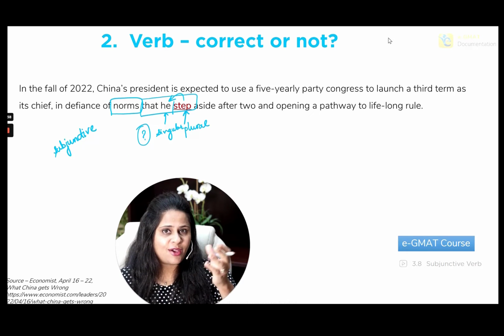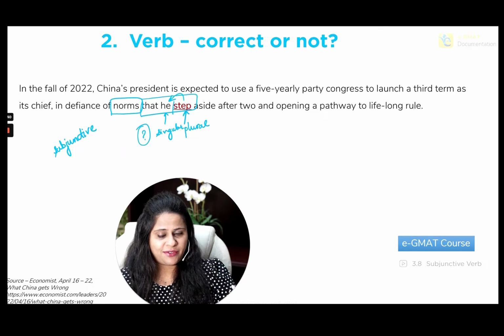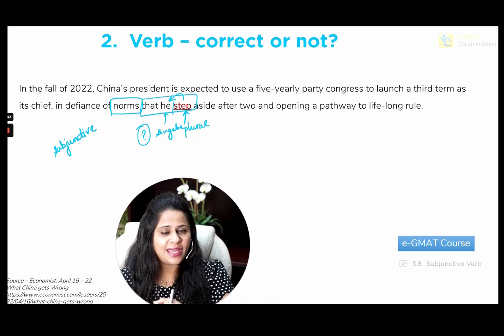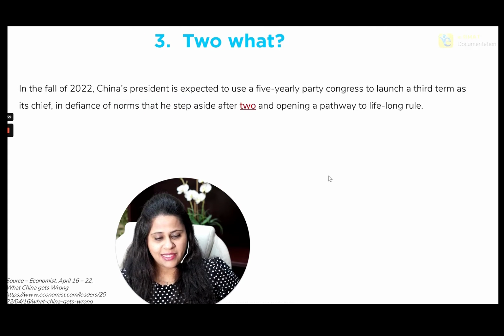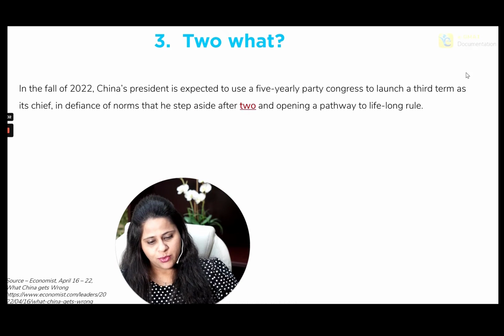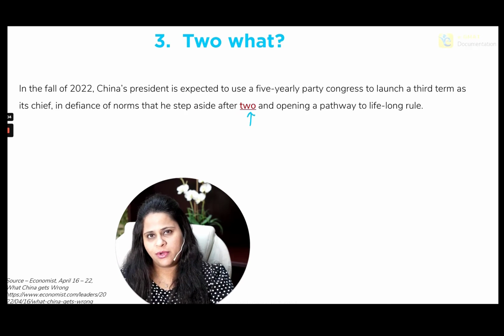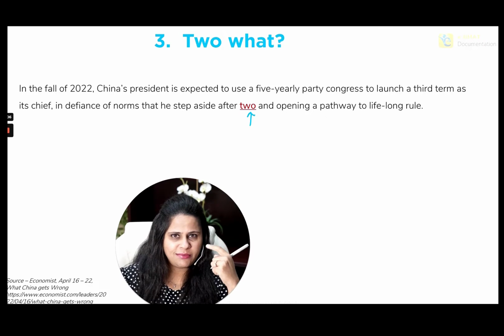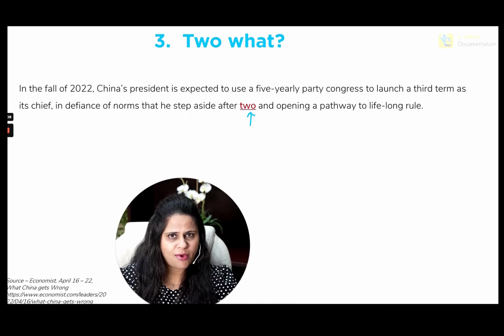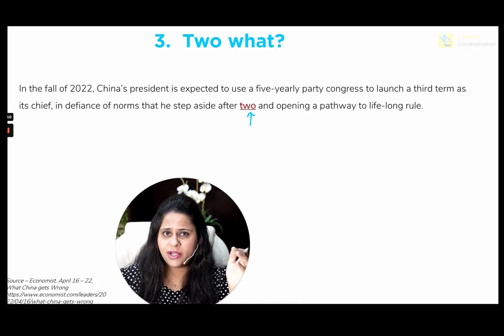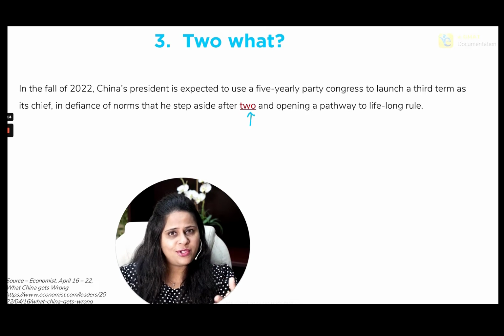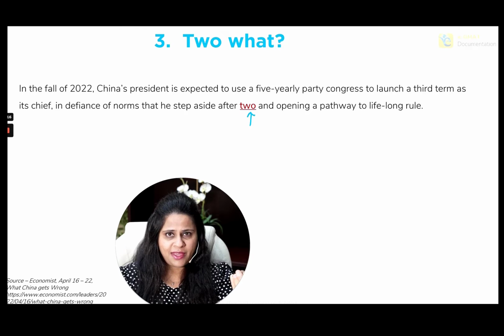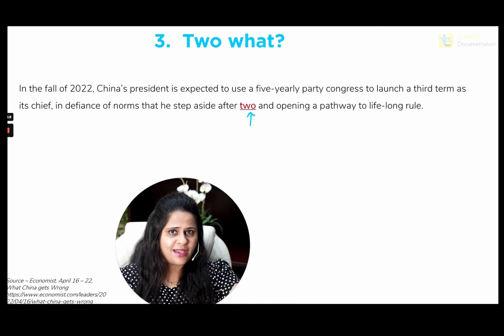You applied that conceptual understanding over here as you were reading this sentence in Economist. Okay. Now let's take a look at the next one over here. Two. Okay. When you saw this word two, did you think about what two? Two apples, two oranges, two countries, two terms? Absolutely, two terms. It wouldn't have made sense for two to be descriptive information for apples, oranges, countries, right?